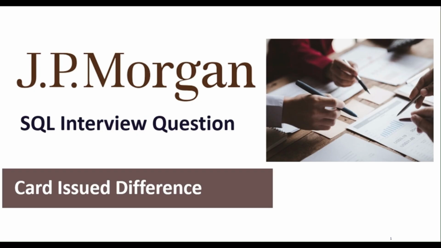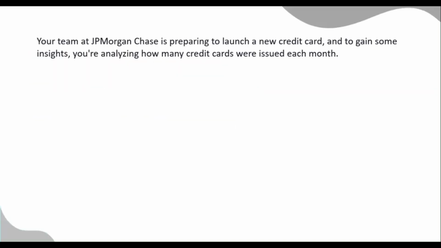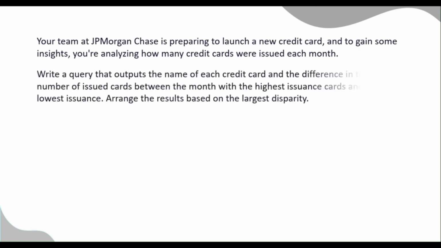The question is on calculating the difference in the number of credit cards issued each month. So let's understand the problem statement here. Imagine that your team at JP Morgan is preparing to launch a new credit card, and to gain some insights, you're analyzing how many credit cards were issued each month. Your task is to write a query that outputs the name of each credit card and the difference in the number of issued cards between the month with the highest issuance and the lowest issuance. At last, you just need to arrange the results based on the largest disparity.